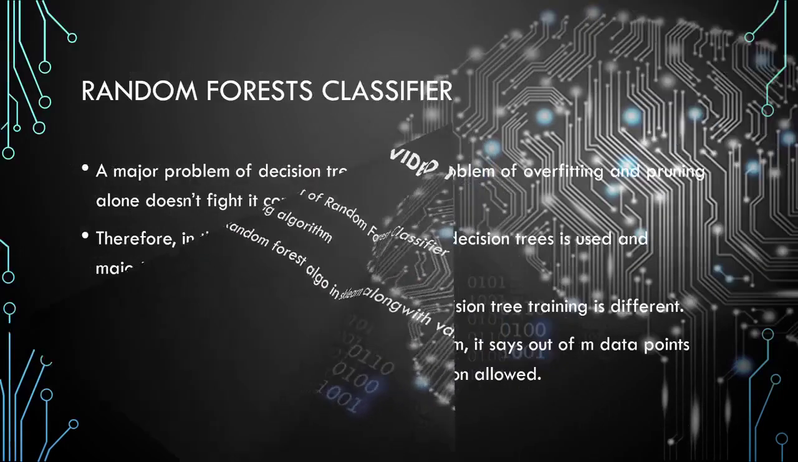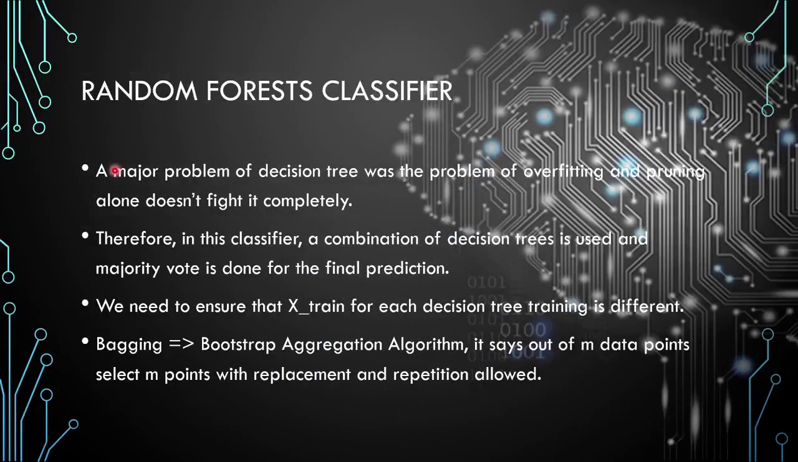So, the random forest classifier. A major problem of the decision tree was overfitting, and pruning alone does not fight it completely. You understood the concept of the decision tree earlier. If pruning is not done properly, our decision tree will keep splitting until it reaches the pure node, which creates a lot of problems, resulting in an overfitted model.